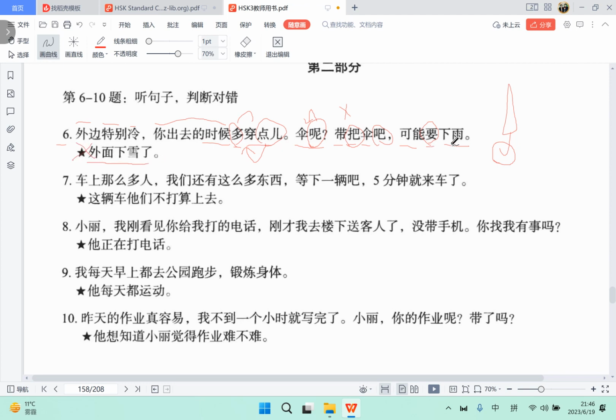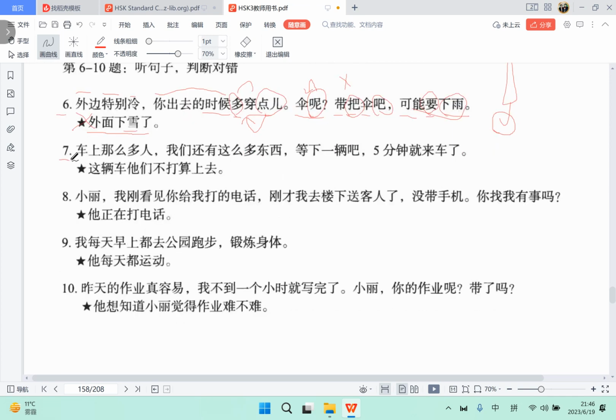Okay, the statement 外面下雪了, outside is snowing, definitely wrong, right? Because it's going to rain and it's not snowing. Okay, and number 7, 车上那么多人, so on the car there are so many people. 我们 so we 还有 so we still have 这么多东西, these many things. 等下一辆吧, so wait for the next one.